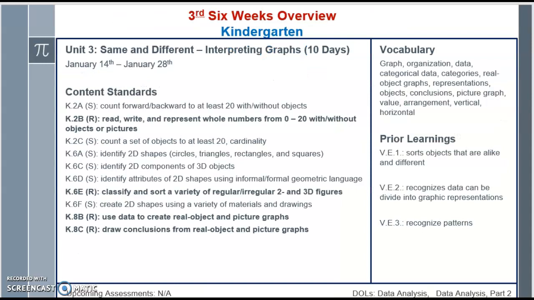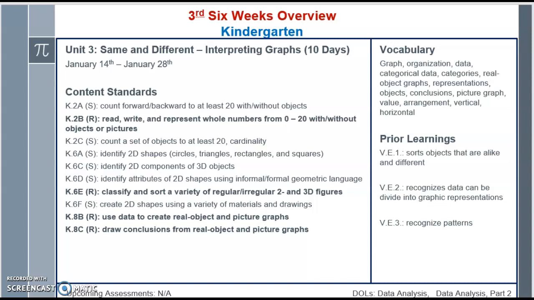The last portion of kindergarten for the third 6 weeks is going to be going over graphs, interpreting graphs. Some of the standards we have there are K6a counting, K6b representing, K6c sets of objects, cardinality beginning at one number and knowing that the last number I said starts going forward. So if I know that I have an object of 6, I can start 7, 8, 9. I don't have to start at the very beginning.